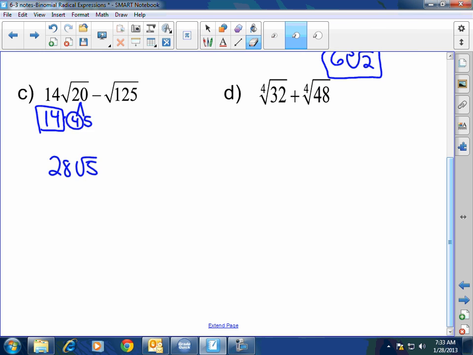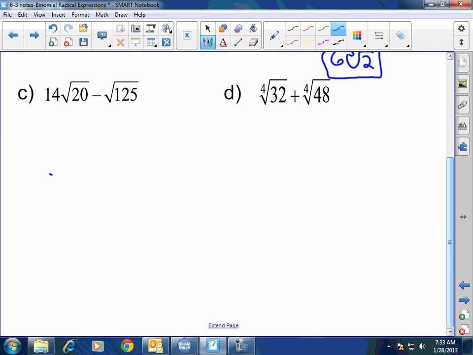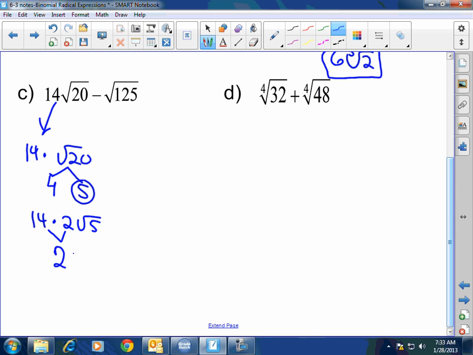Again, let me show you how I did that. You have this 14. This 14 is being multiplied to this square root of 20. Well, this square root of 20 breaks up into 4 times 5. 5 is prime. I can't do anything with that. Square root of 4 is 2, though. So I've got 14 times 2 times the square root of 5. 14 times 2 is 28 square root of 5. So hopefully that makes sense to you guys.